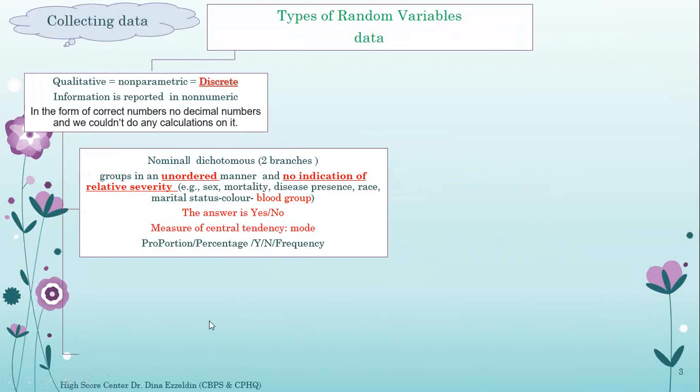The first one is nominal data. Nominal data may be dichotomous if it has two branches, or polytomous if it has more than two branches. But I want you to keep the meaning of nominal data. Nominal data are grouped in an unordered manner, like blood groups A, B, AB, O. We couldn't arrange them. We couldn't put one before the others.